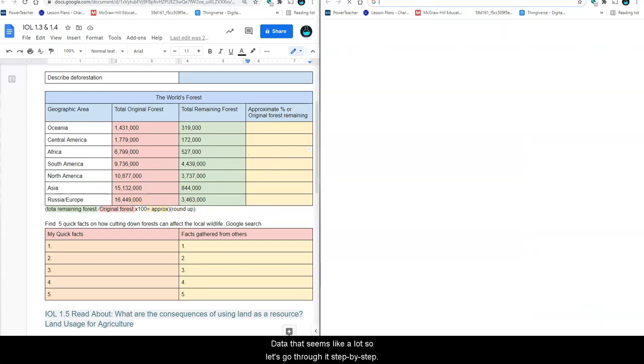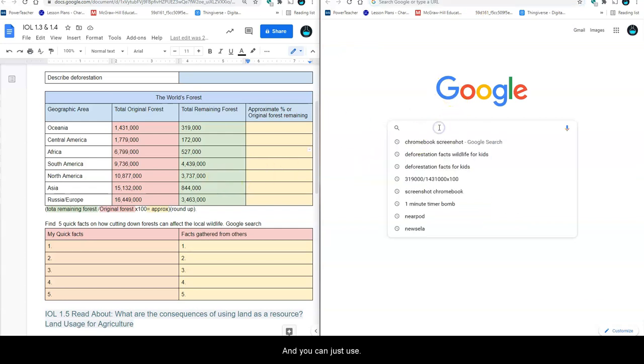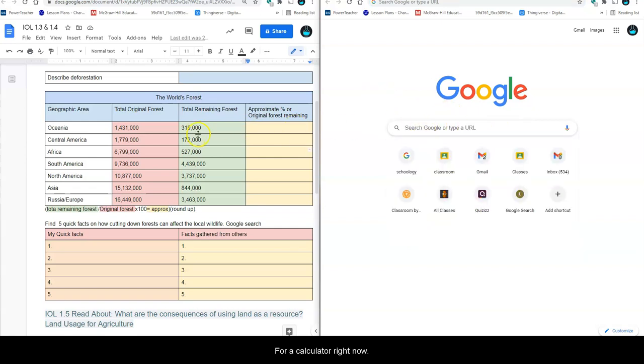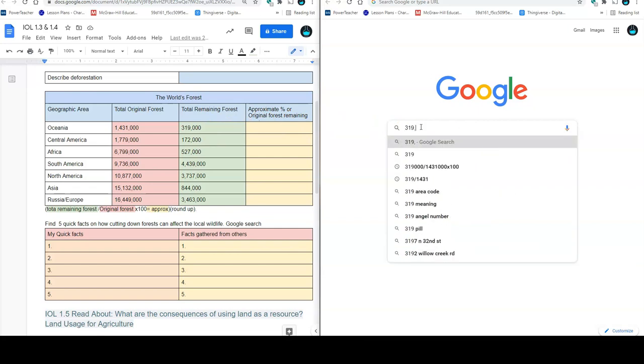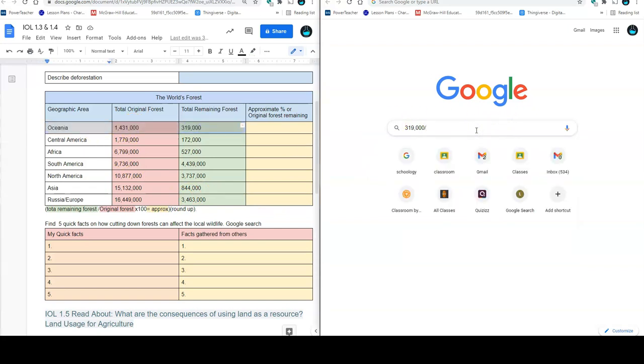That seemed like a lot, so let's go through it step by step. And you can just use like this Google for a calculator right there. So again, we'll take the green section, the total, with the zeros, and we will divide it by the red section, so we're doing Oceania. And then we're going to multiply it times 100. And remember, you can always just follow this little pattern below. The green divided by the red times 100.